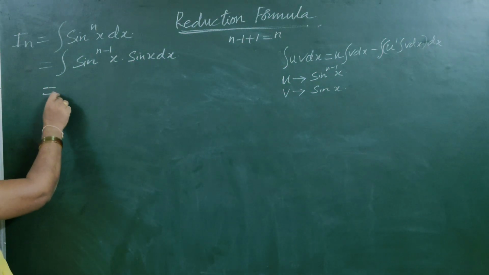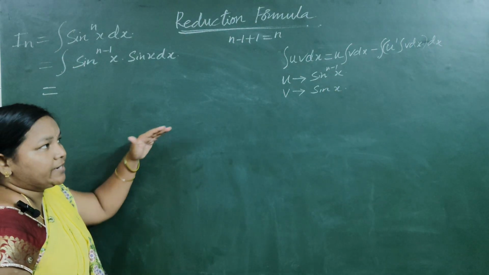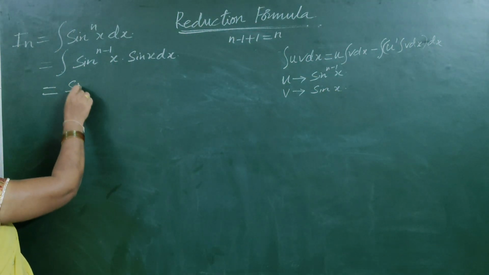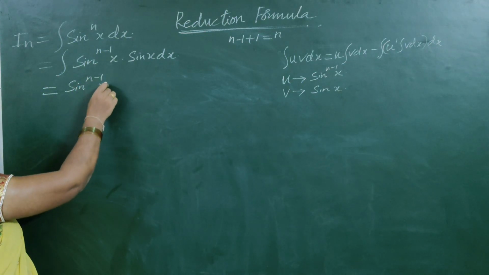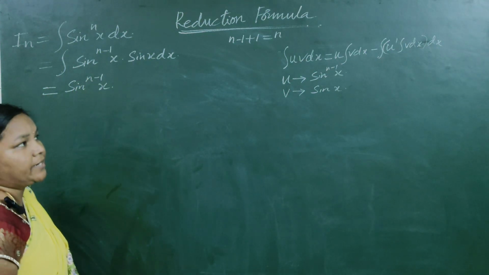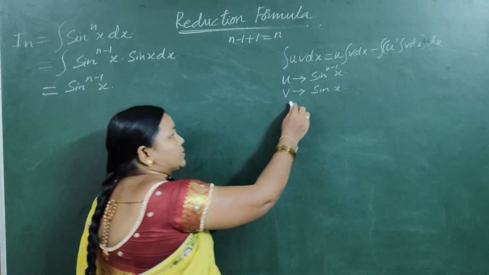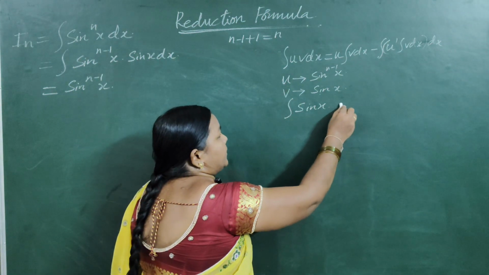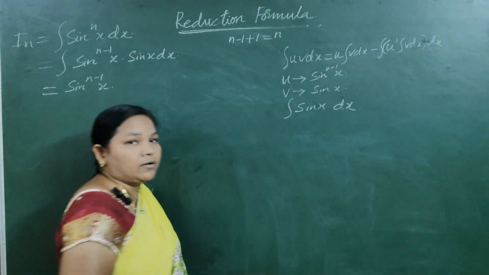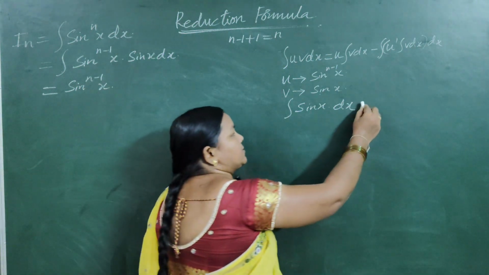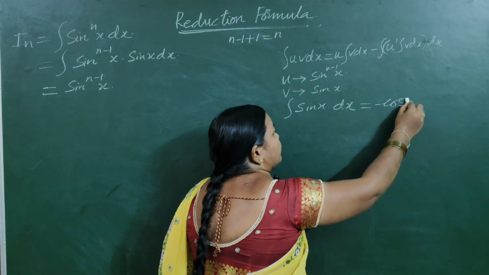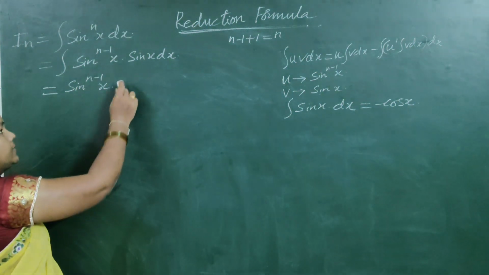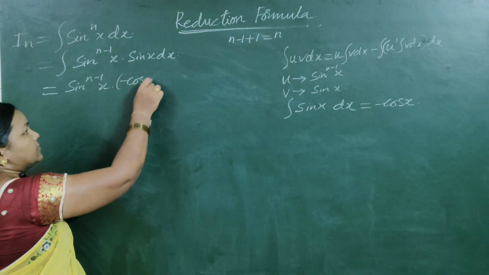See here in the formula, the right hand side: first is u. Here, the u value is sine to the power of n minus 1 into x, as it is. Next is integration of v. Here the v value is sine x, that is integration of sine x dx. Integration of sine x is minus cos x. So we can substitute that minus cos x here. That is minus cos x.